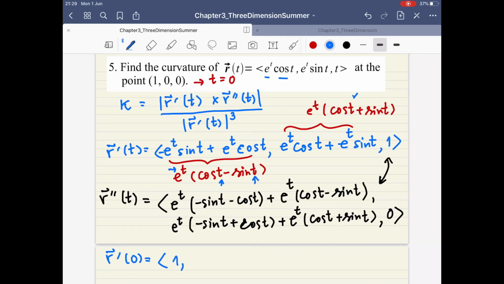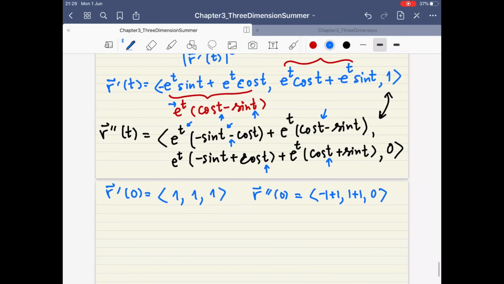The second one, you get 1 again, and the last one, you have 1, of course. Then your r double prime at 0. So here your first one, you get 1, 0, and then a negative 1 here, and then you get another plus 1. The second one you get a plus 1 and a plus 1, and then the last one you get 0.